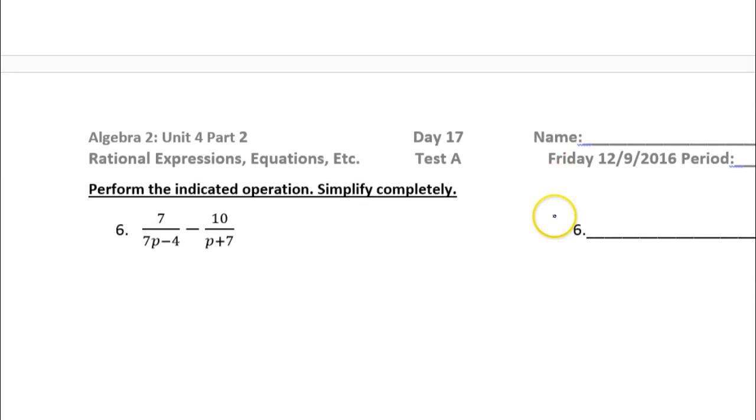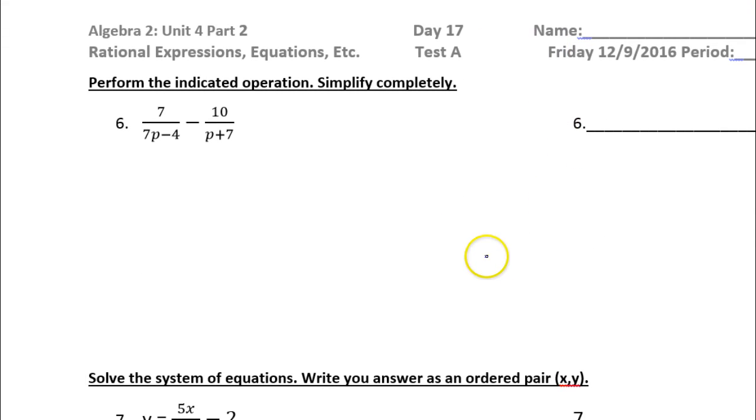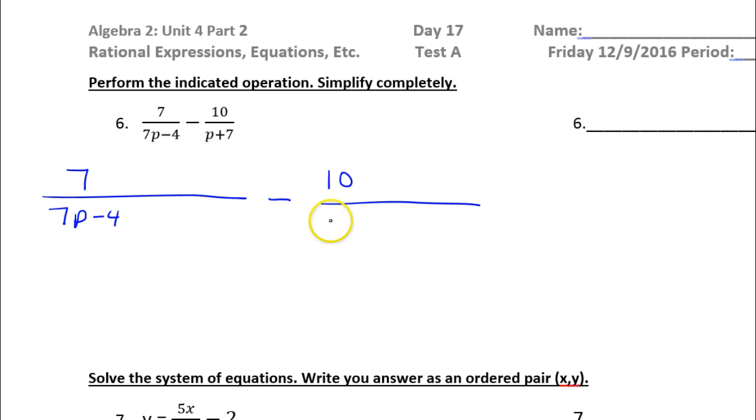All right, now how about subtraction? Pretty much the same thing. We need like denominators in order to do this. I'm just going to space this out a little bit. So I have 7p minus 4. Notice there is no common factor here. So I have minus 10 over p plus 7.